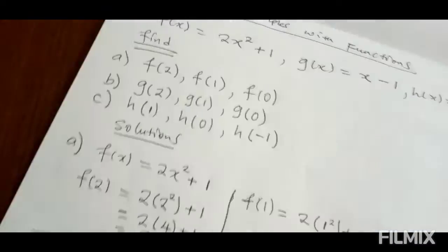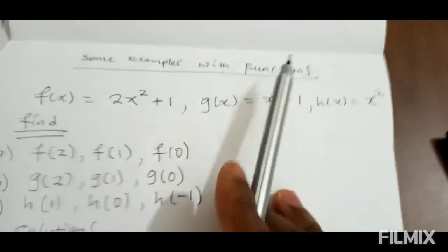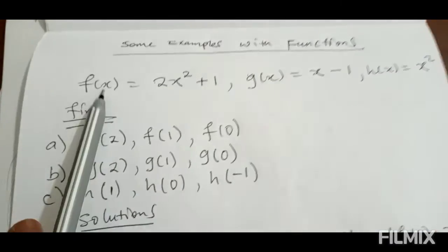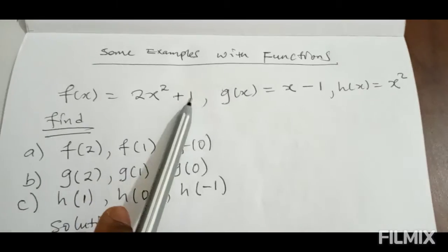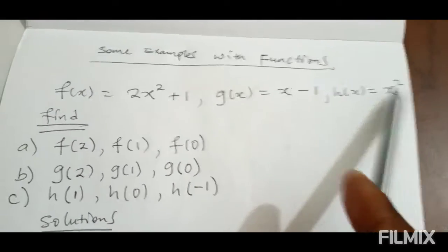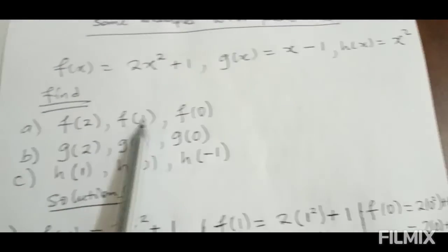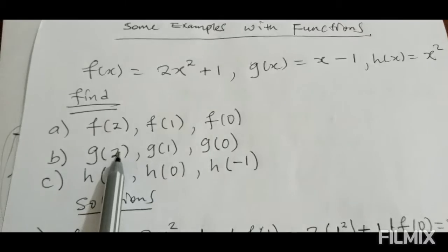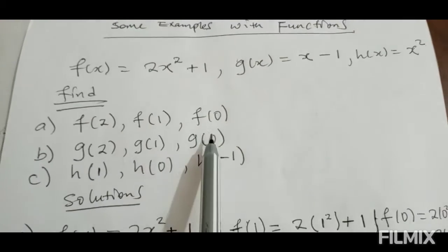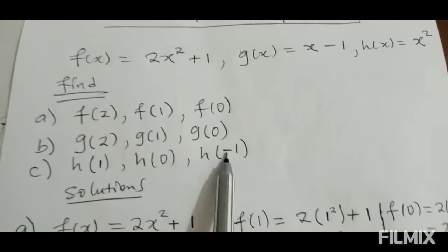So yeah, now let's see another example. Some examples with functions. Let's say f of x is equal to 2x squared plus 1, and g of x is x minus 1, and h of x is x squared. Find f of 2, find f of 1, find f of 0, and also find g of 2, g of 1, and g of 0. Also find h of 1, h of 0, and h of negative 1.